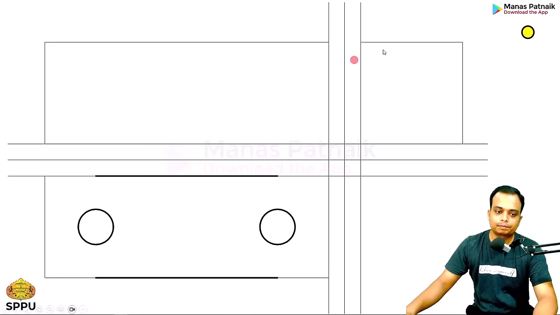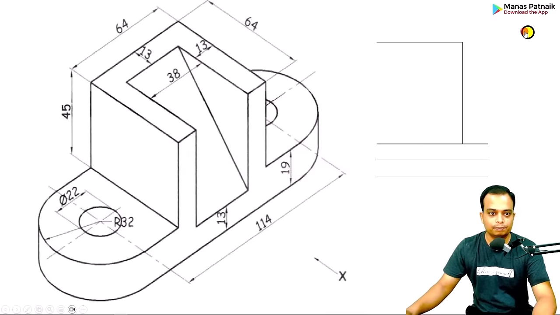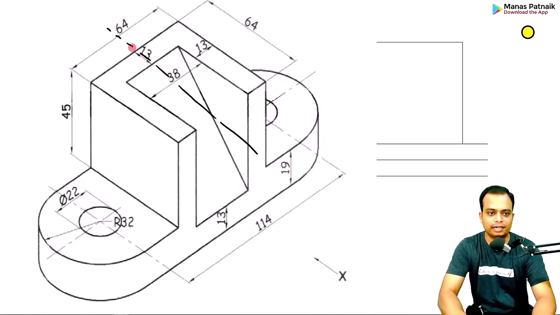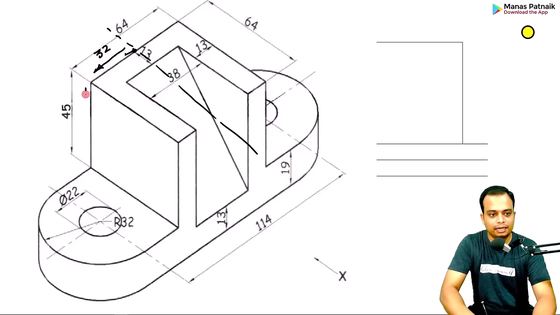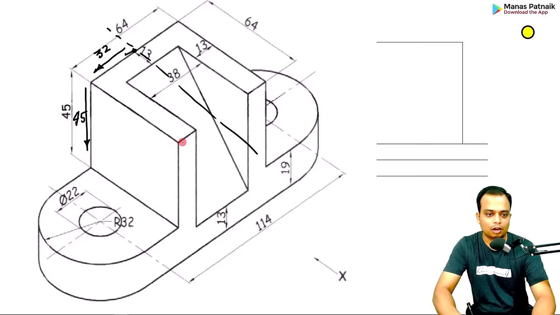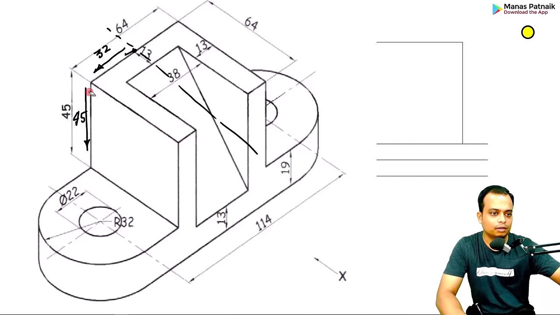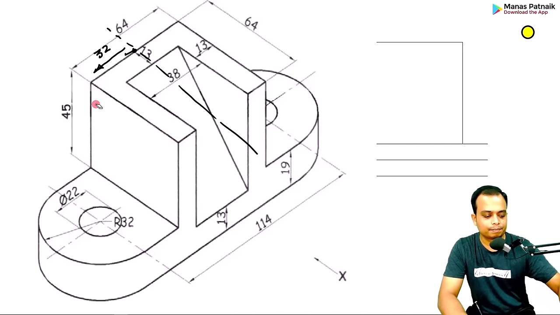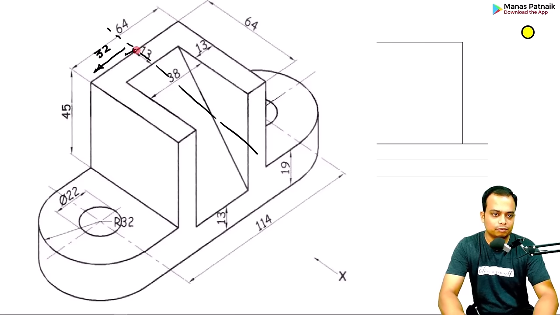Now, please note, what we'll do is we'll actually mark a center at the back. This is 64, sir, in totality. So 32 to the left and then down by 45. Okay. How much is this, sir? No, not down. What are we making? We are making the top view, right? Okay. So in the top view, you're going to see this. We'll make a center and then we'll go 32 to the left. You can also go 32 to the right.